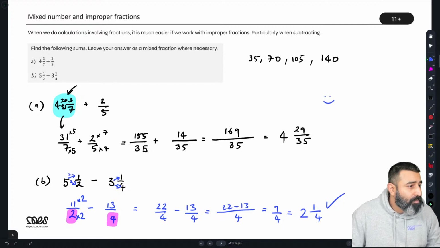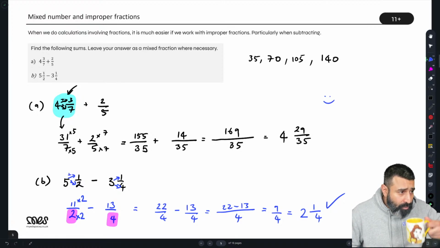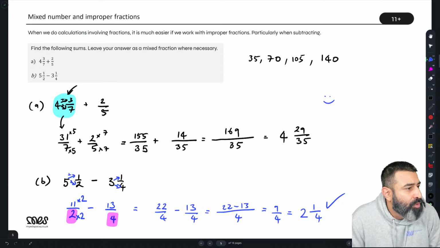Well done. How are we finding it so far? Maybe we haven't done this in school, but are we happy so far? Rickson, check that. It's actually 2 1/4. Cool. Good, really easy. That's great.